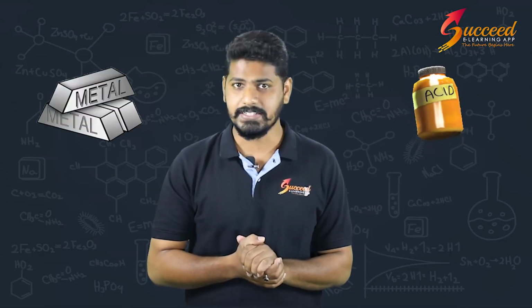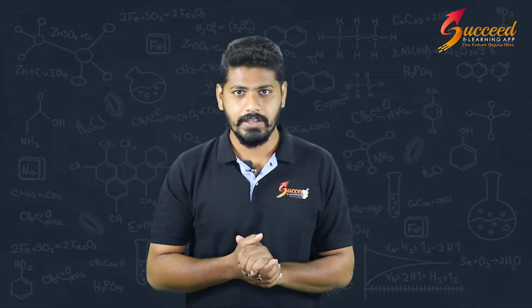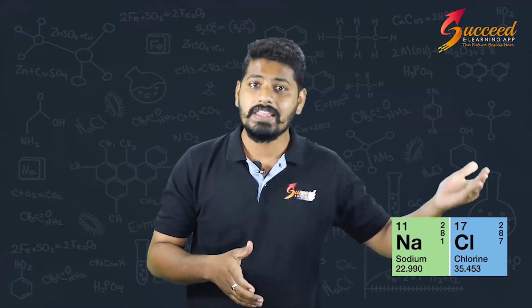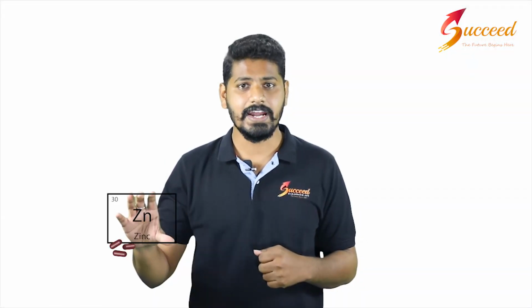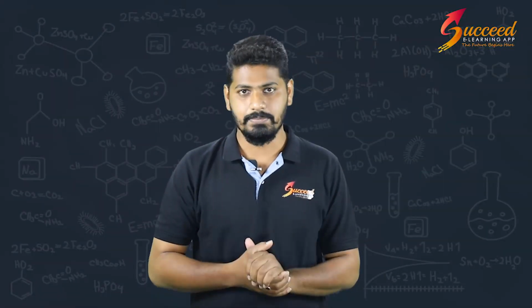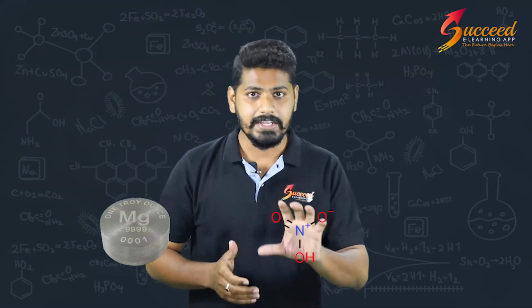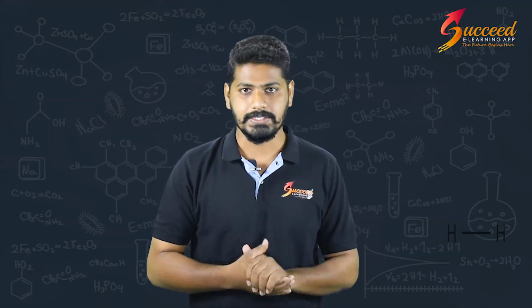Now let's see what happens when metal is reacted with acids. In the previous chapter on acids, bases and salts, we saw that when a metal is reacted with an acid, it forms the respective salt along with the liberation of hydrogen gas, right? In the same manner, when zinc is reacted with hydrochloric acid, it forms zinc chloride along with the liberation of hydrogen gas. Another example with another acid, when magnesium is reacted with nitric acid, it forms magnesium nitrate along with the liberation of hydrogen gas.